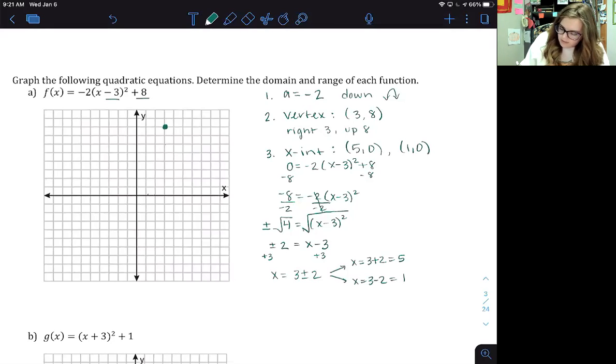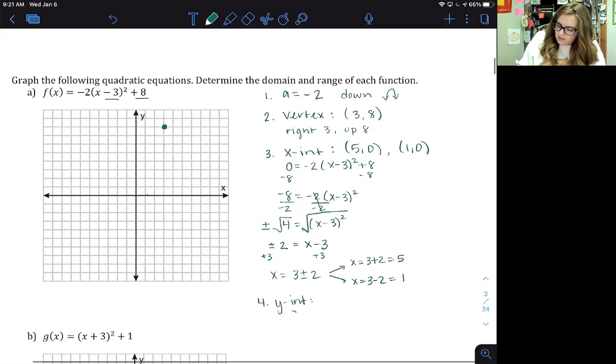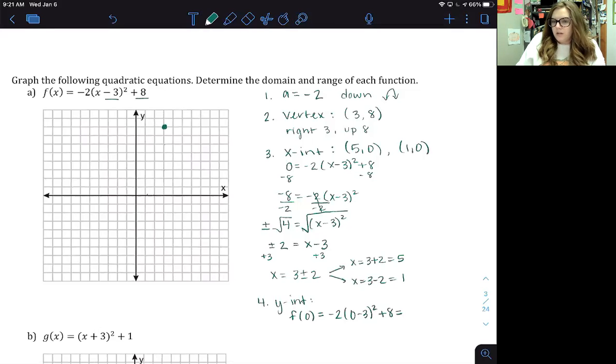Okay. Lastly, we want to find the y-intercept. And this is when we're going to evaluate the function f of 0. We have negative 2 times 0 minus 3 squared plus 8. 0 minus 3 gives us negative 3 squared is 9. So negative 2 times 9 plus 8 gives us negative 18 plus 8, which is negative 10. So our y-intercept is the ordered pair (0, -10).